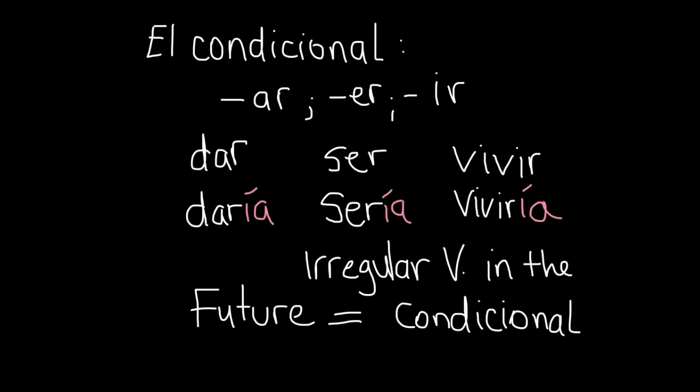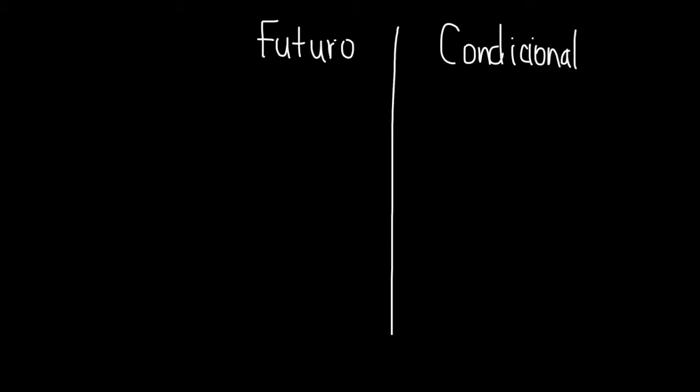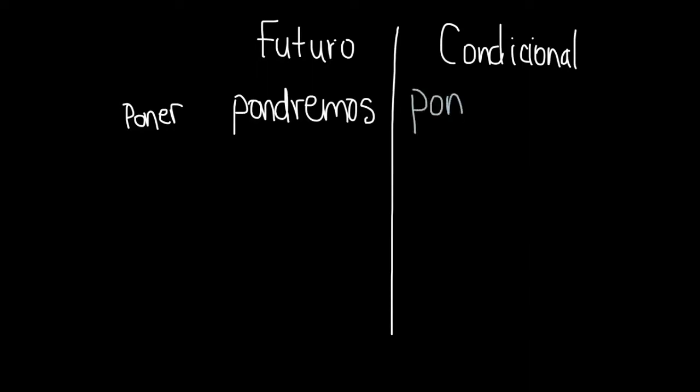Irregular verbs in the future are also irregular verbs in the conditional. So let's take a look at two irregular verbs. Let's begin with the verb poner. In the form of nosotros, in the future, it will be pondremos, and in the conditional, it will be pondríamos. So notice that in both the future and conditional, there is a stem change.